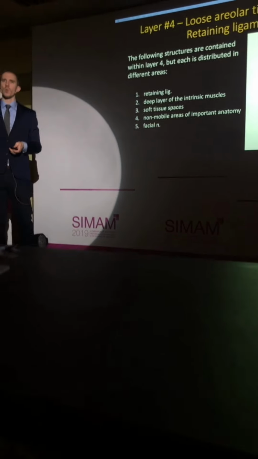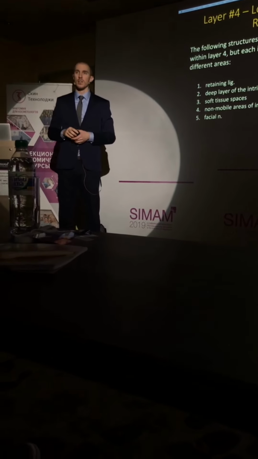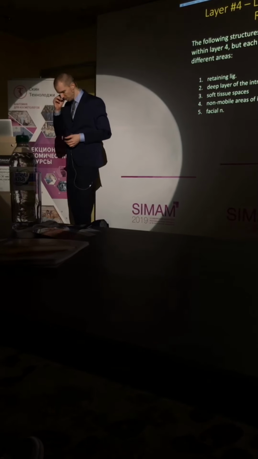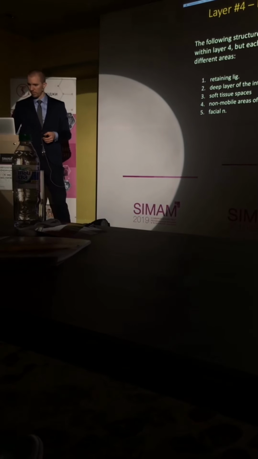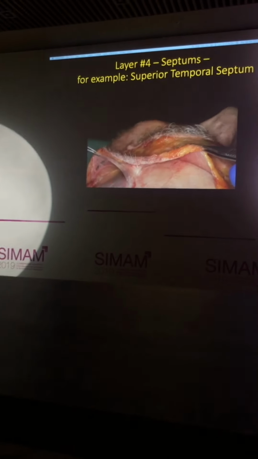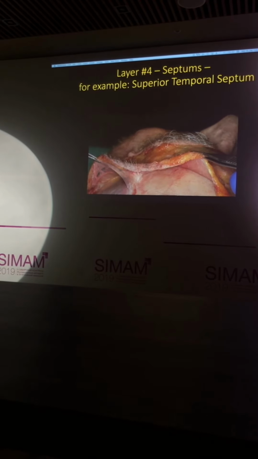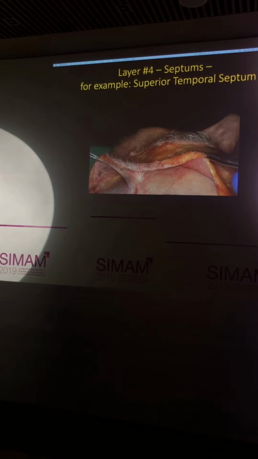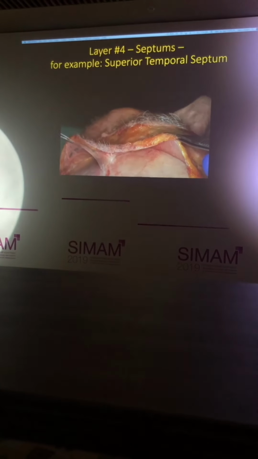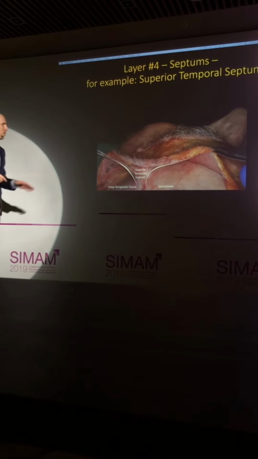And also one more important thing which can be located in layer number 4 is a couple of deep fat compartments. Okay, now, remember we were talking about the septums. Septum can be in layer number 4. For example, the superior temporal septum.